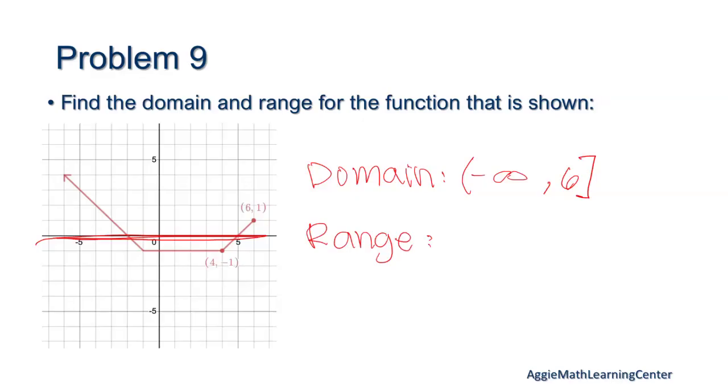What about the range? Negative 1, hard bracket, to positive infinity, soft bracket. Perfect. And why is that the answer? The arrow is forever climbing, but negative 1 is the lowest point. Perfect. Y equals negative 1 is the lowest, and then it goes up infinitely in the positive y direction.